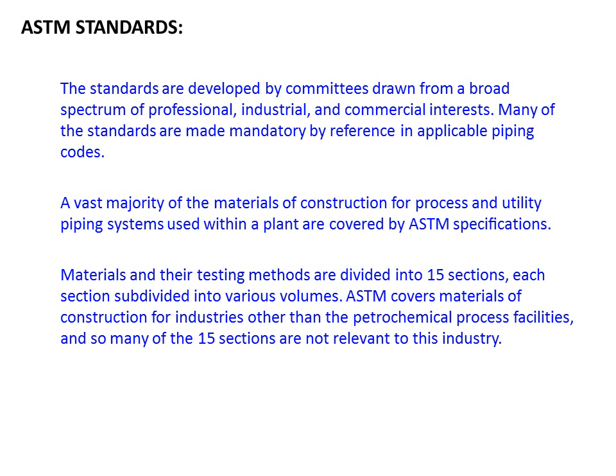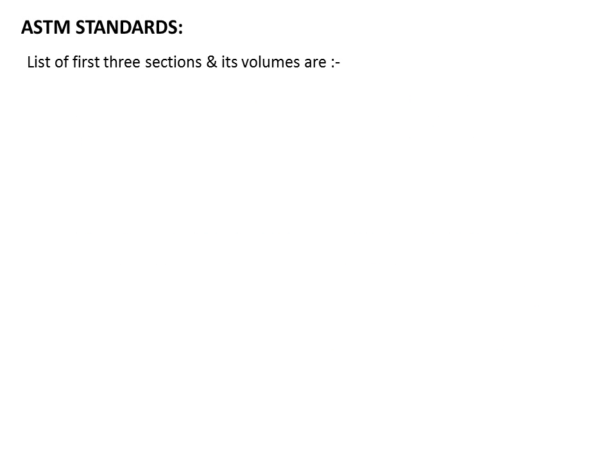The materials and testing methods in the ASTM standards have been divided into 15 sections. Each section is further subdivided into various volumes. ASTM covers materials of construction for industries other than the petrochemical process facilities, and so many of the 15 sections are not relevant to this industry. Now, we will be listing the first three sections and the various volumes of them.